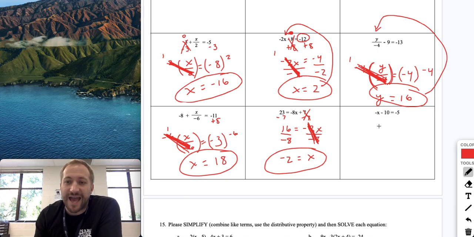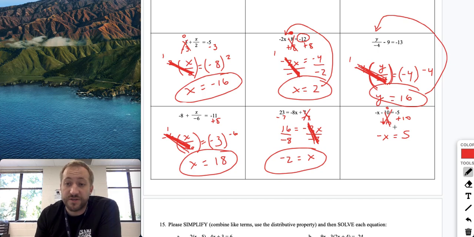Negative x minus 10 equals negative 5. Step number 1, always eliminate the constant. This right now is minus 10, subtracting 10. I'm going to eliminate that by adding 10. That cancels out to 0. I'll add 10 over here. Now I'm left with negative x equals 5.